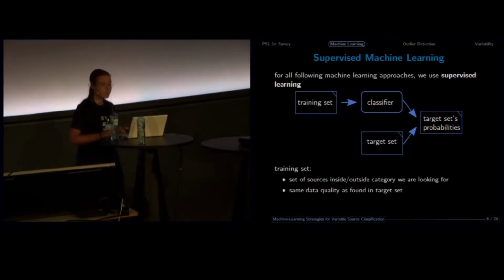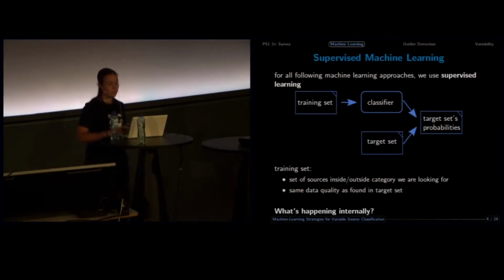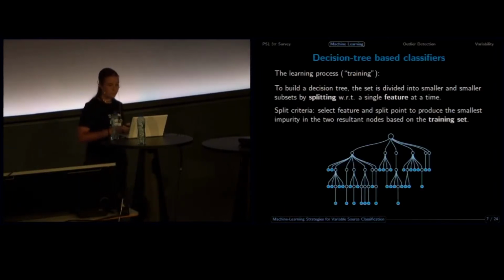So what's now interesting is what's going on internally in such a supervised machine learning tool. What it's made up of is decision trees. So it's a decision tree based classifier, and the learning process means that binary trees are built up where it's split with respect to a single feature at one time. And the split criterion is made so that features and split points are selected to produce the smallest impurity in the two resulting nodes based on a training set.